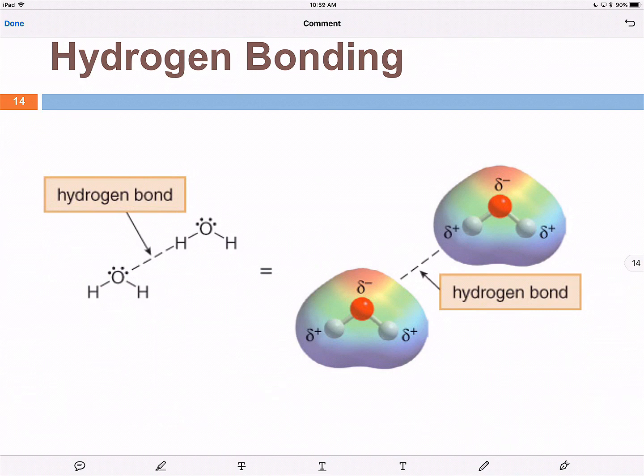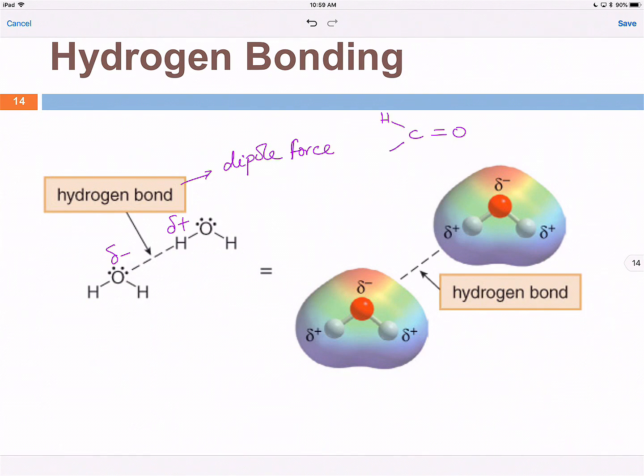But it is intramolecular. It is still a dipole force, because I can certainly go ahead and say delta minus here and delta plus here. So the hydrogen bond is essentially a dipole force. However, it's different from something like this. The difference being, the difference in electronegativity between oxygen and hydrogen is much greater than oxygen and carbon, okay? So that's what makes it a much stronger intramolecular force.